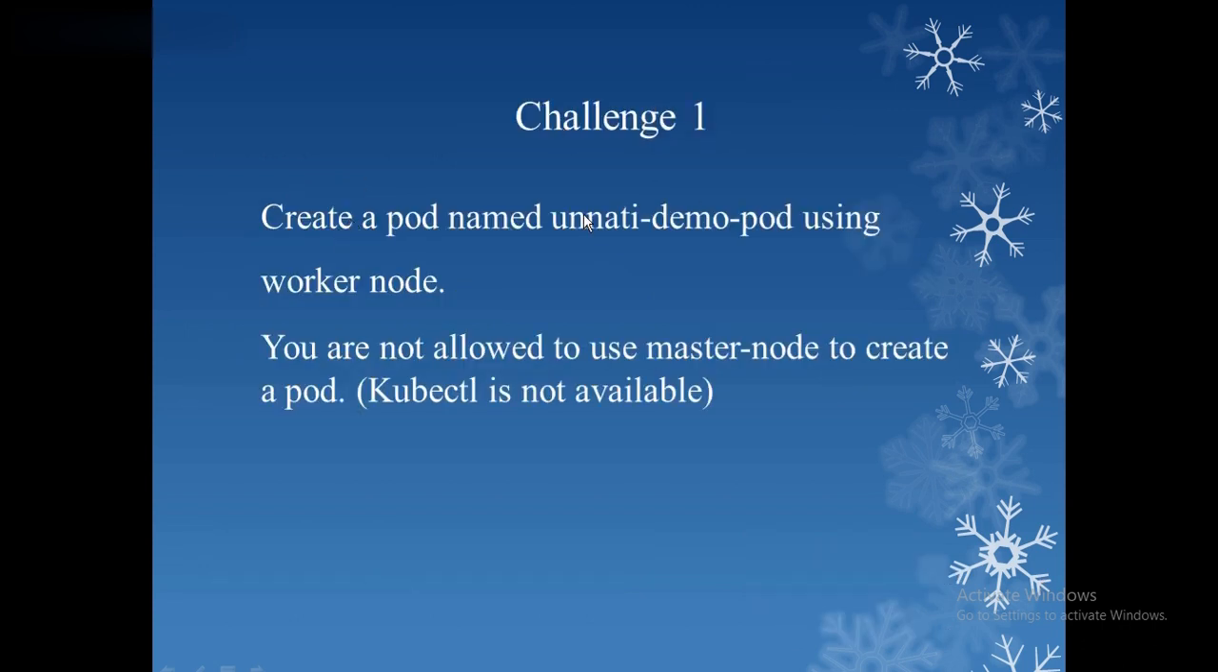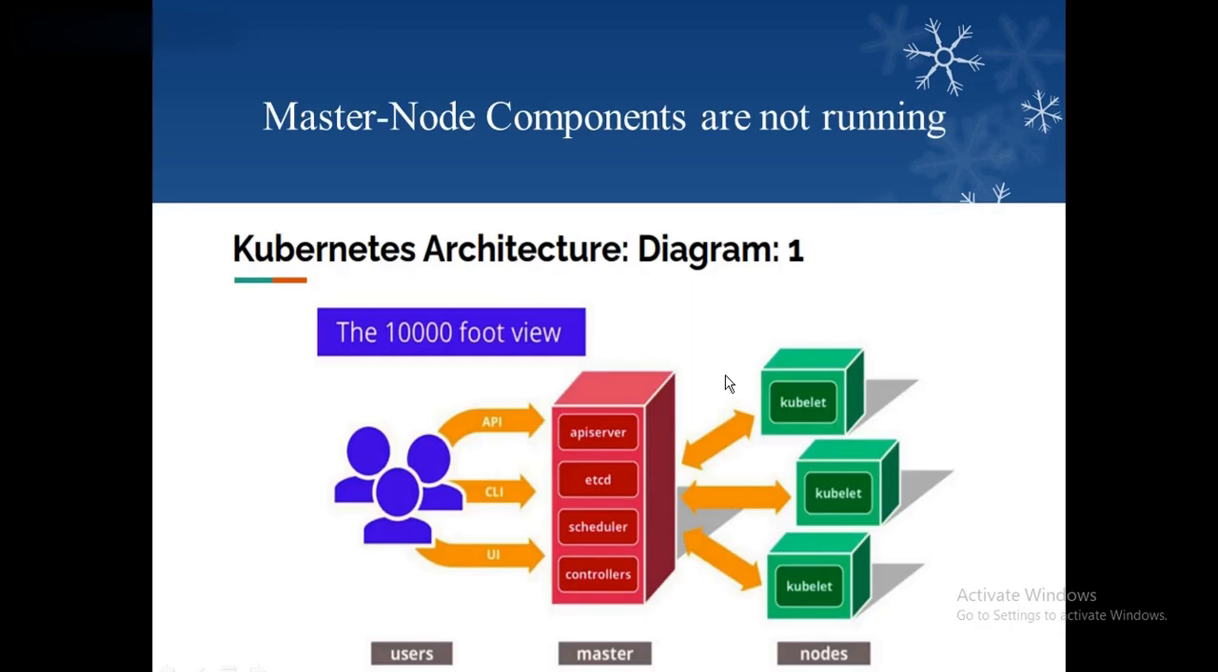The challenge says create a pod named Unnati demo pod using the worker node, and as I said, you are not allowed to use the master node to create a pod. So obviously, kubectl is not available for us. When we say the master node is not available, the master components API server, etcd, scheduler, and controllers are also not available. These are the four components which are generally responsible for running your pod. So it's not available. The only component we have right now is kubelet.